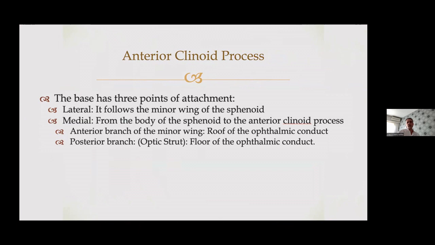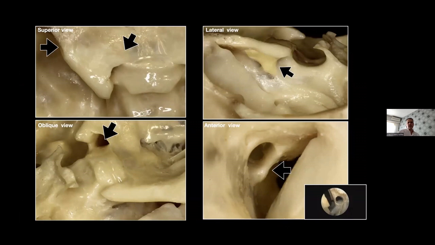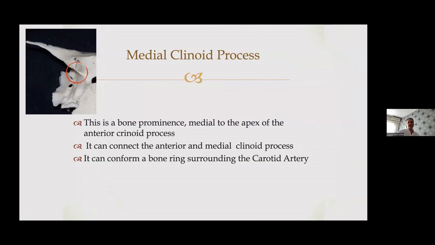Here, very, very fast view, we see the different aspects of the anterior clinoid process and the different points of attach. We see every one. The medial clinoid process, we can see here. Sometimes we can find one ring around the artery. Sometimes it's very complicated to remove.